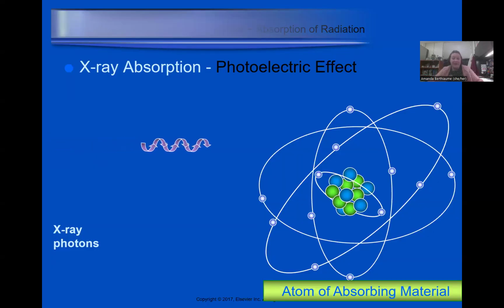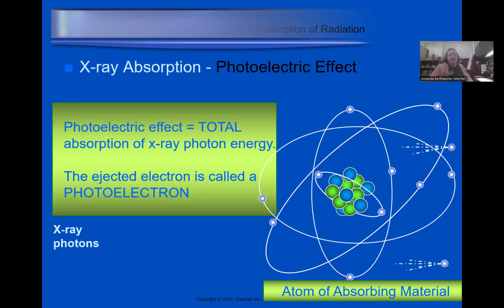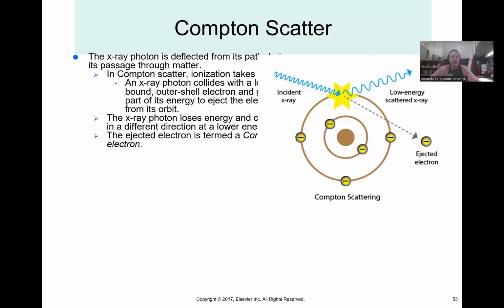So this is another graphic that kind of shows you the different absorptions, the photoelectric effects, right? So it's the total of the X-ray photon energy. The ejection of an electron is called a photoelectron. So it is atoms absorbing the material. We have Compton scatter, where the ionization takes place. The photon collides with a loosely bound outer shell electron, giving it part of its energy, and ejects the electron from its orbit. So it's sending some of that outer shell off of the atom. And by doing this, it's releasing energy.